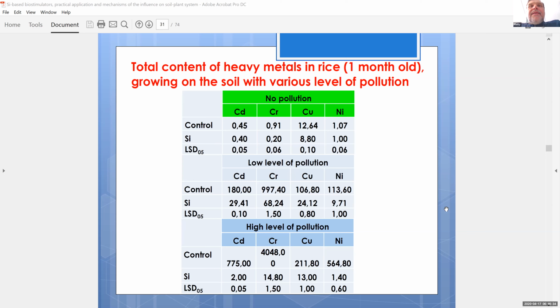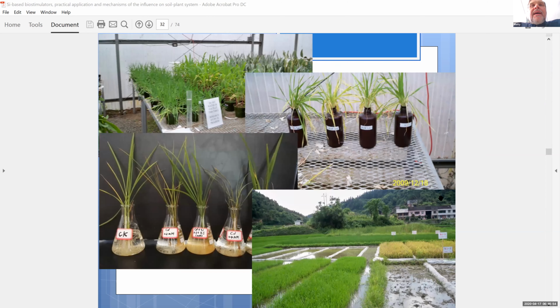And we conducted a lot of experiments with heavy metals, and we showed that if we apply silicon fertilizer, we can significantly reduce the heavy metals in the plant at different levels of pollution. Next. And we conducted a lot of analysis to investigate why silica works and where silica works. We conducted laboratory experiments, greenhouse experiments, and field tests. And finally, what we found. Next, please.